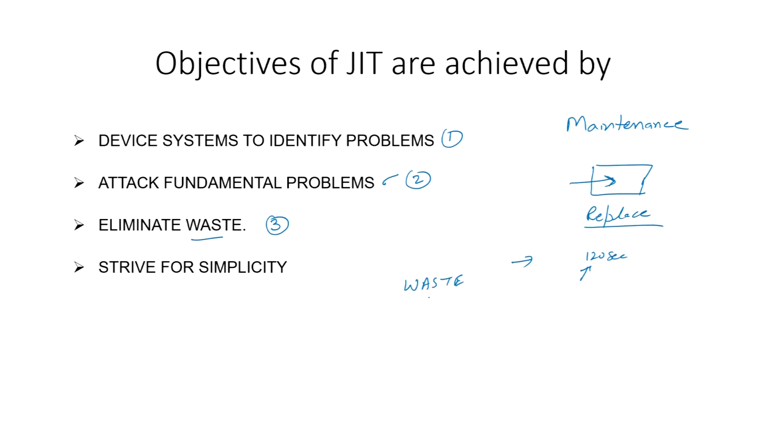Waste is nothing but a non-value added activity. We divide the activities into two parts, one is value added, the second is non-value added activity. Any activity which consumes the resources and does not add the value is called a non-value added activity. So, we should eliminate the waste from the system. Waste is any activity which is not adding value to the system.